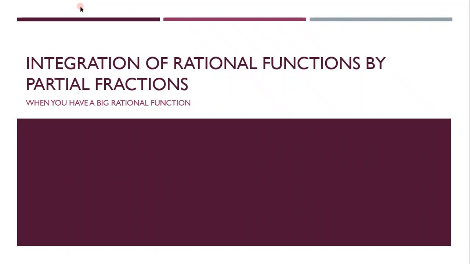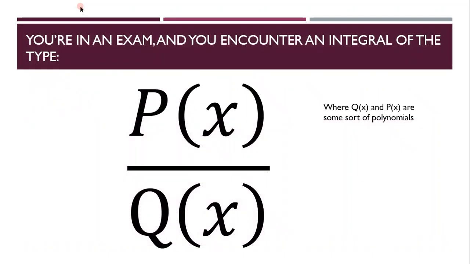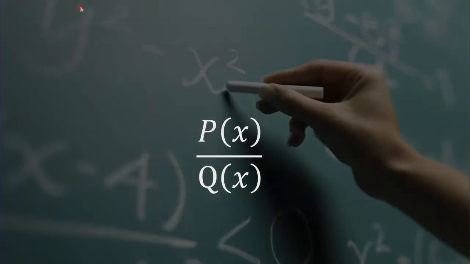Let's have a look at how to integrate rational functions by partial fractions. Now, what type of rational functions am I talking about? Well, anything of the form p(x) over q(x), where p(x) and q(x) are some sort of polynomials.